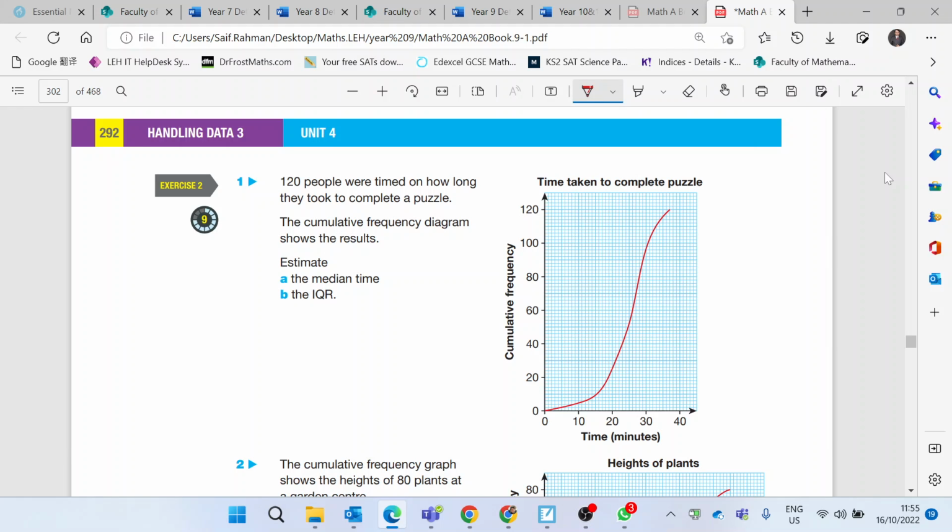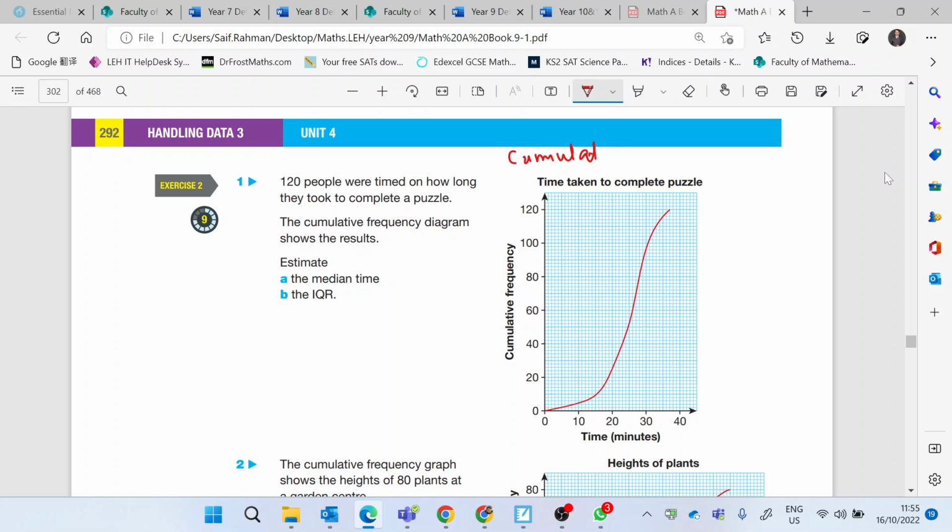Hello everyone, welcome back to this new tutorial, and in this new tutorial we'll study cumulative frequency graphs.